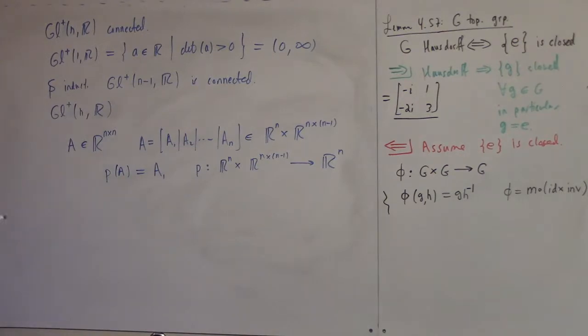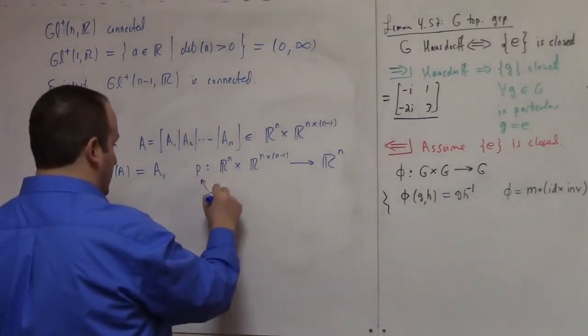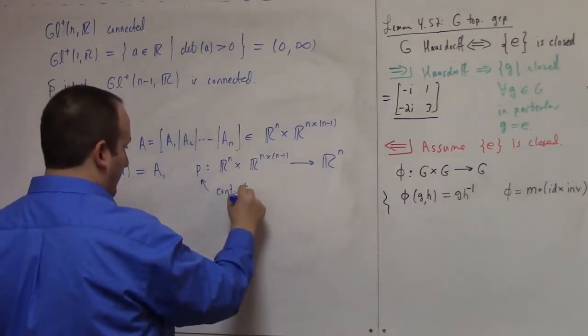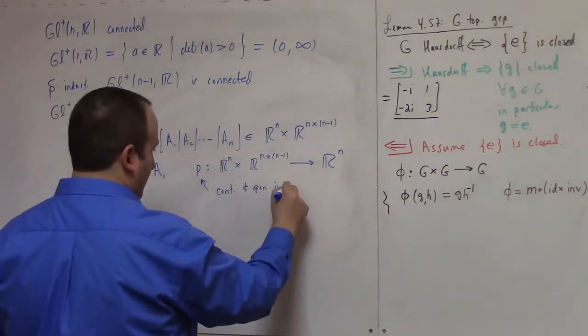Okay, so then what? He says this makes P continuous and open in the product topology. So P is continuous and open in the product topology. And then what?